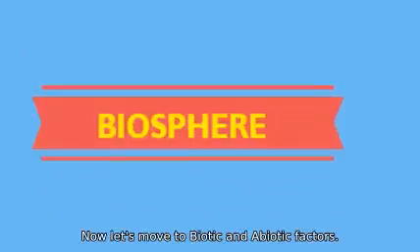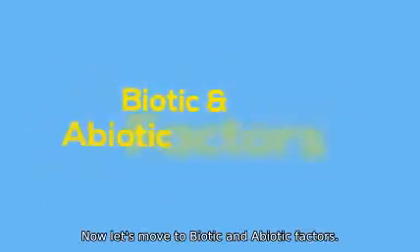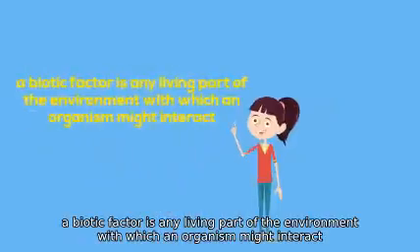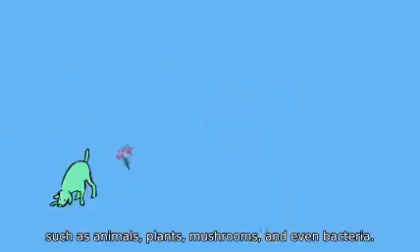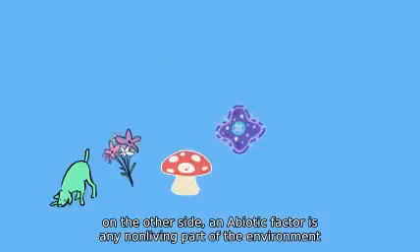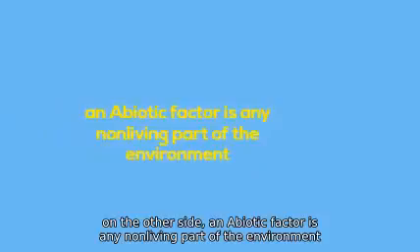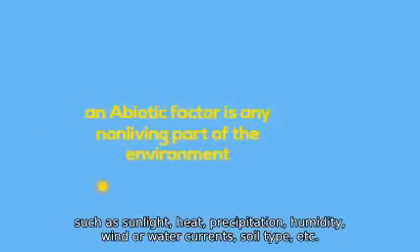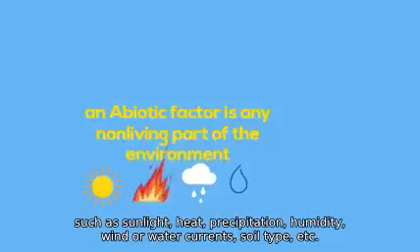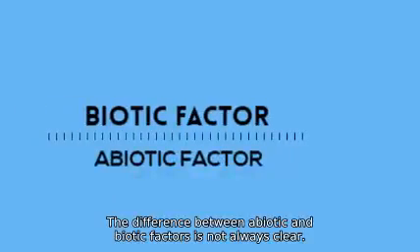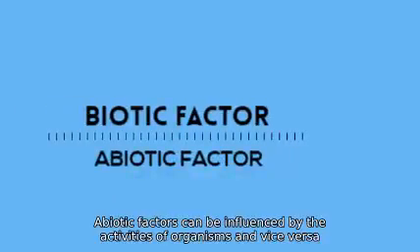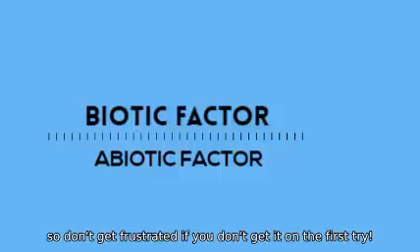Now, let's move to biotic and abiotic factors. A biotic factor is any living part of the environment with which an organism may interact, such as animals, plants, mushrooms, and even bacteria. On the other side, an abiotic factor is any non-living part of the environment, such as sunlight, heat, precipitation, humidity, wind, water currents, soil type, etc. The difference between abiotic and biotic factors is not always clear. Abiotic factors can be influenced by the activities of organisms and vice versa, so don't get frustrated if you don't get it on the first try.